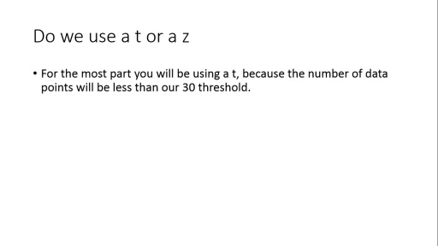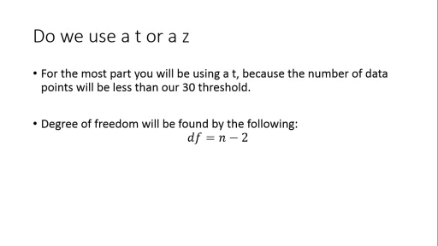Okay, so next thing is, do we use a t or a z for this? For the most part, you're going to be dealing with t's because you're going to have less than 30 data points. And so since we have less than 30 data points, we end up dealing with just a t distribution here. And so our degree of freedom when we're calculating it is going to be n minus 2. So it's not n minus 1, it's not the multiplication of the 2, it's n minus 2 for your degree of freedom. Okay, so for these you're going to be using t distributions and a degree of freedom of n minus 2.